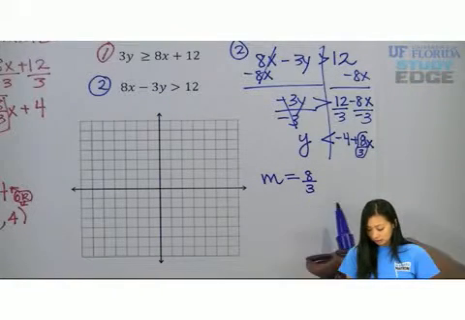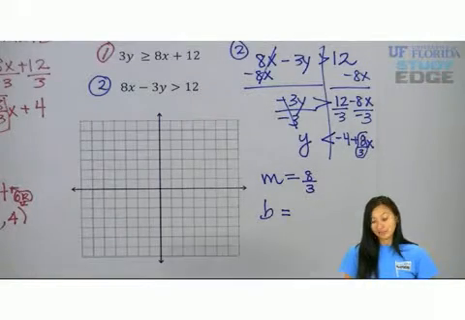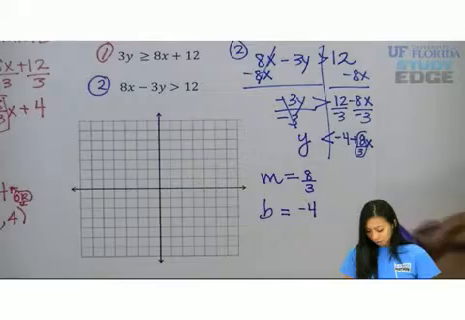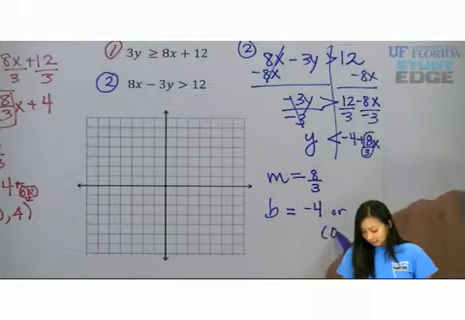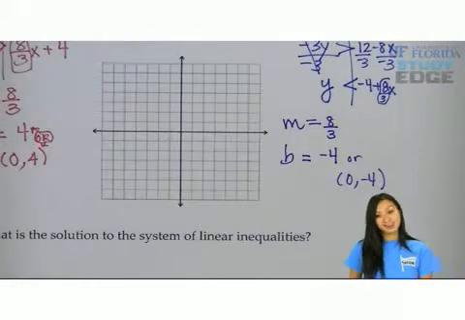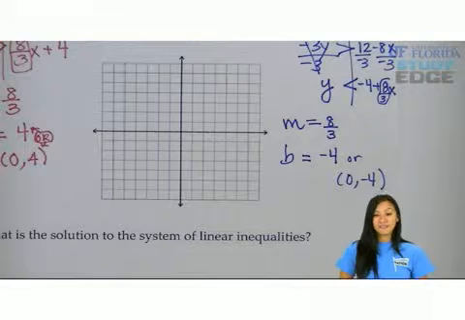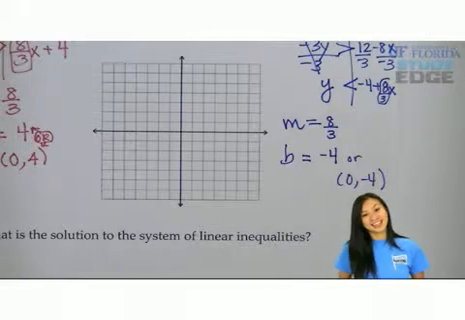Let's check here. My y-intercept is a number that's by itself. That's negative 4, right here. Or you could write it as (0, -4) to remind yourself that that is a point. It's a special point. It's the point where your graph crosses the y-axis. Now I have all the important pieces of information I need to graph.